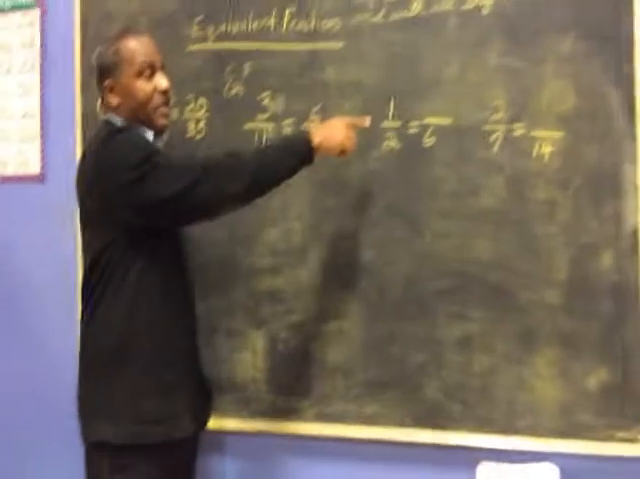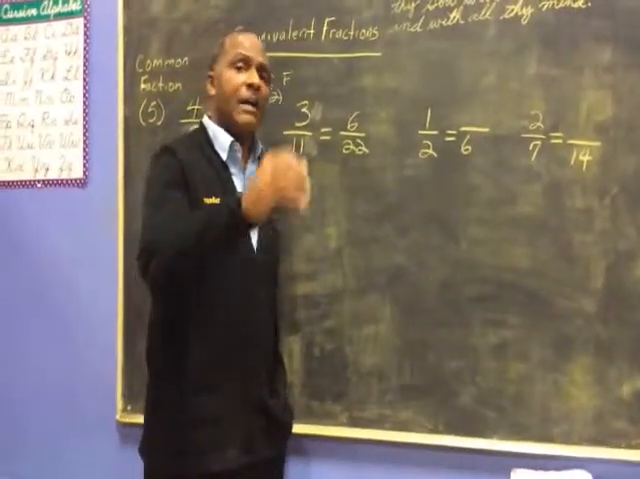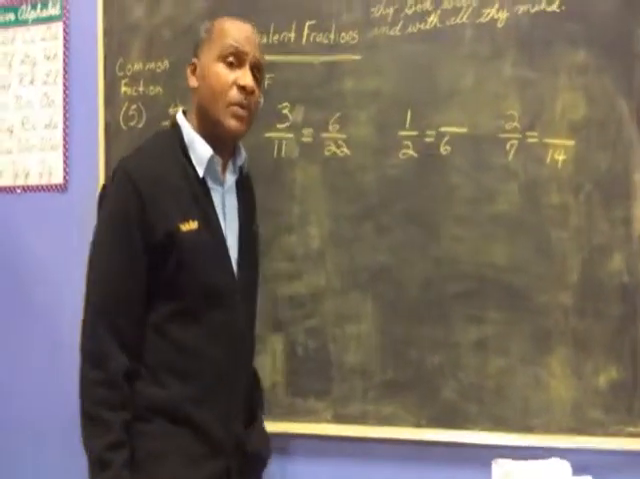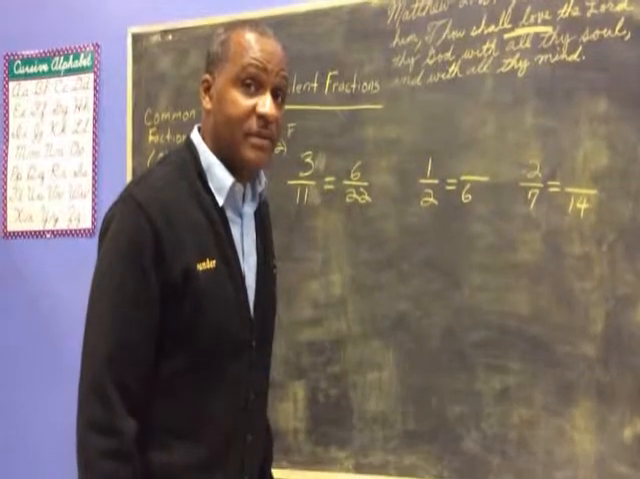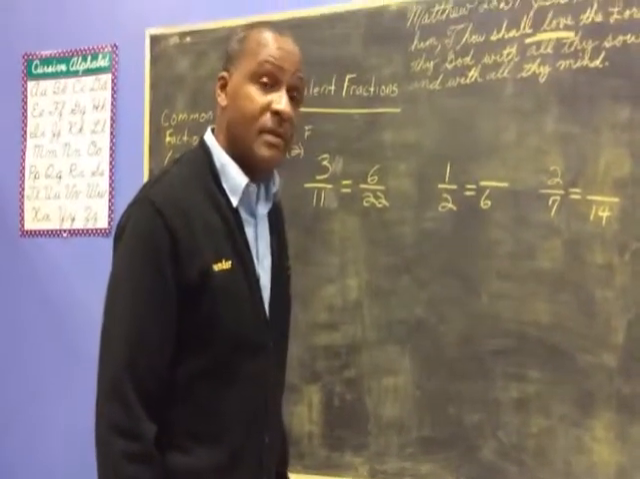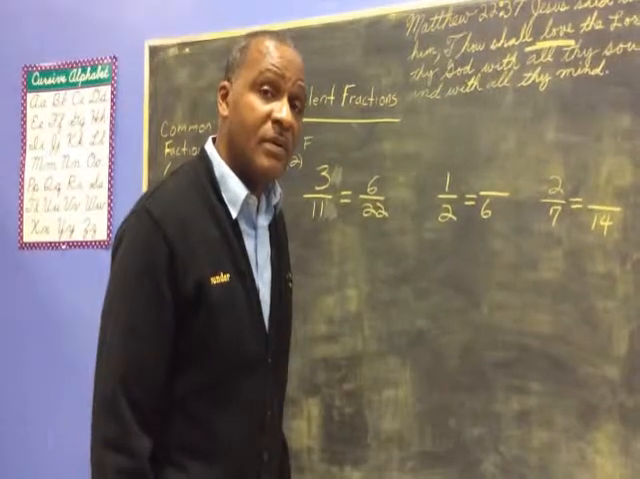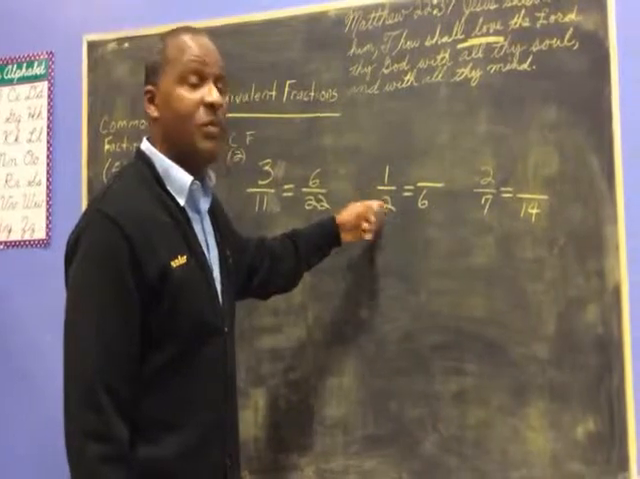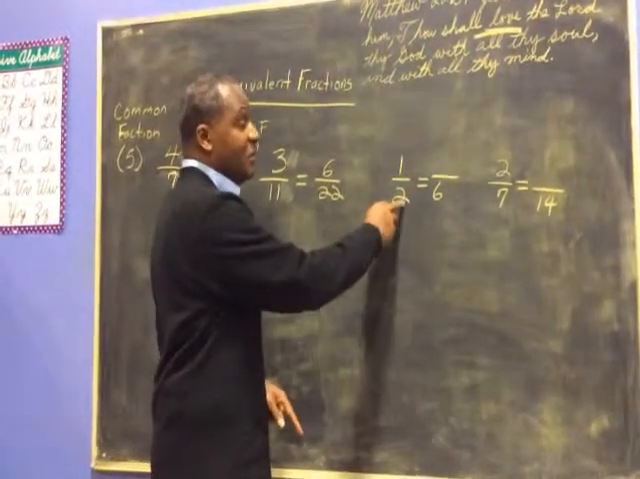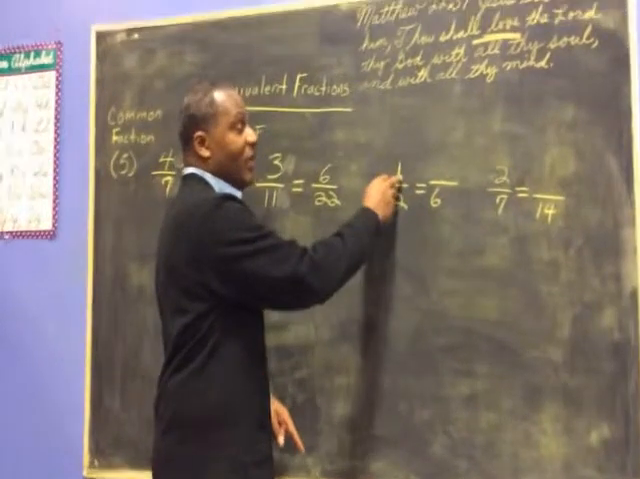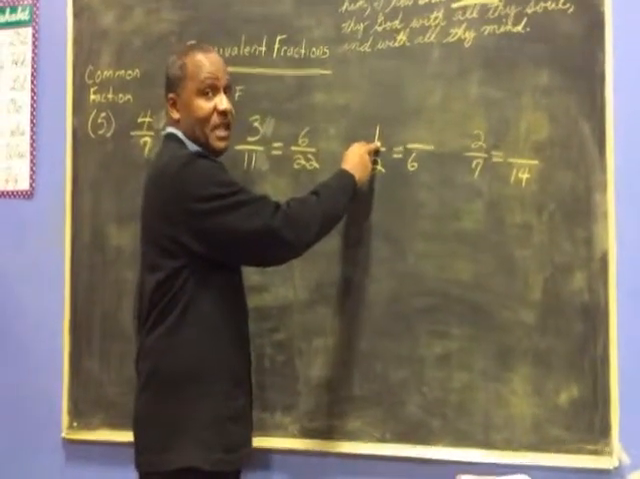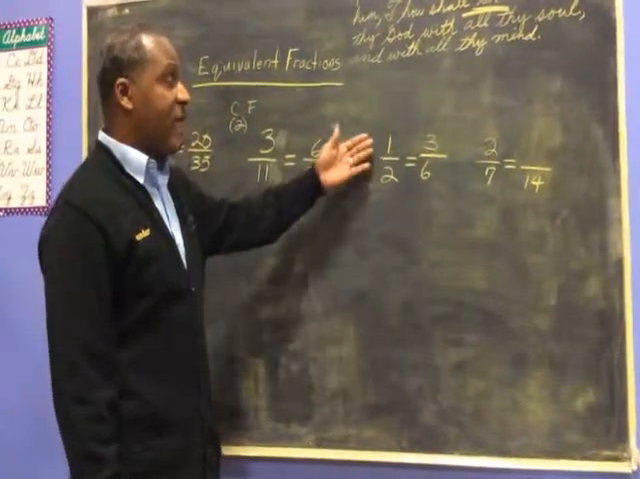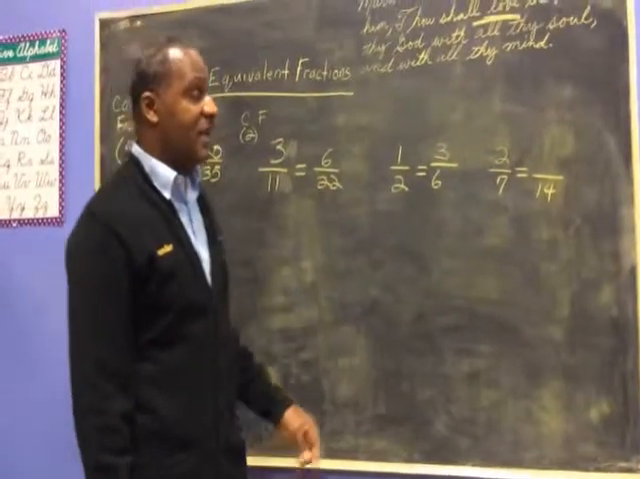Can someone do this one by yourself? Tyler, what's the common factor for this one? The common factor? The common factor of 1 over 2 would be 3, right? The common factor, because 2 times 3 equals 6. So the 3, we multiply it times the 1, and we're going to get 3 over 6. So the equivalent fraction for 1 over 2 is 3 over 6.